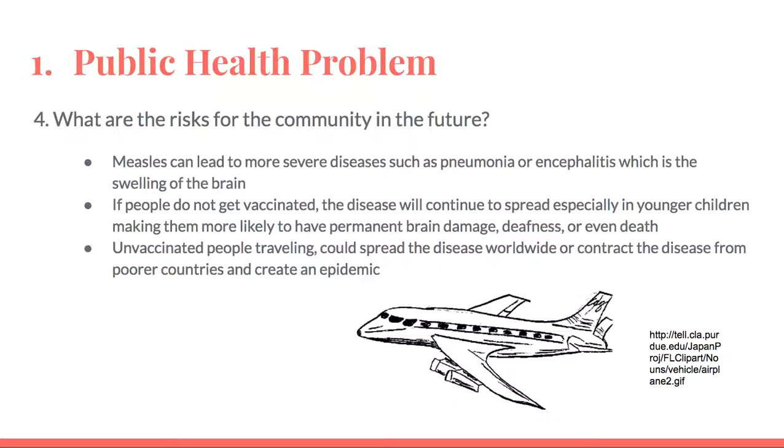What are the risks for the community in the future? Measles can lead to very severe diseases such as pneumonia or encephalitis, which is the swelling of the brain. So it causes people to die by causing other diseases. People usually don't die of measles itself, but this is why vaccinations are recommended. And if people do not get vaccinated, the disease will continue to spread and can cause an epidemic all over the world. Unvaccinated people traveling could also spread the disease this way.